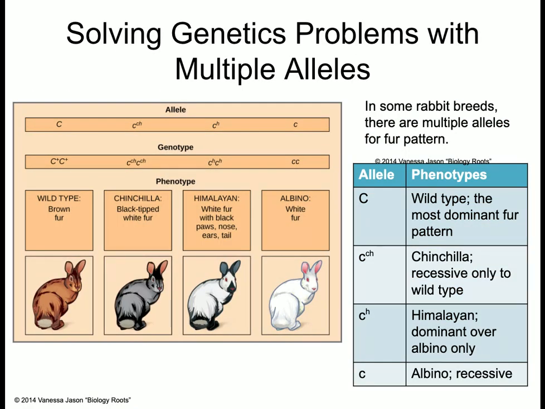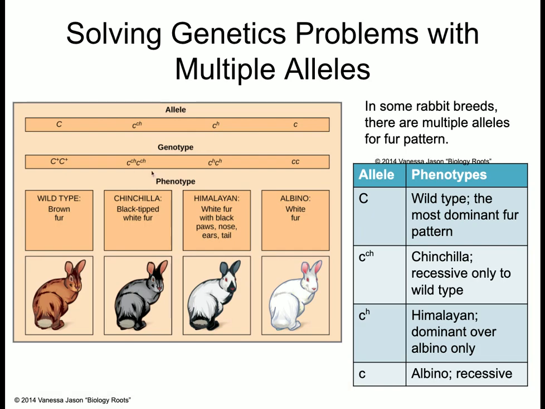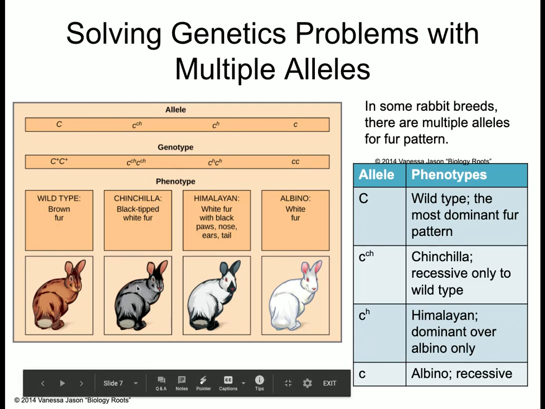Here's an example. Bunny fur. So the wild type brown, that is the most dominant fur pattern. So if brown's there, you're going to have a brown bunny. Then you have chinchilla, which is the second most dominant. And then you have Himalayan, and then you have albino. So in order to get a chinchilla, you can't have any of the wild type fur. But you can have chinchilla and Himalayan, and then that chinchilla will dominate, and you'll have a hidden Himalayan gene.